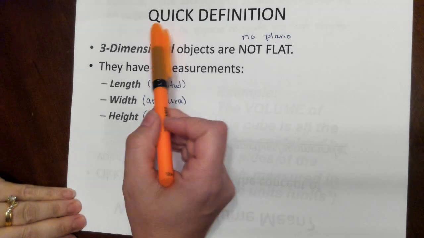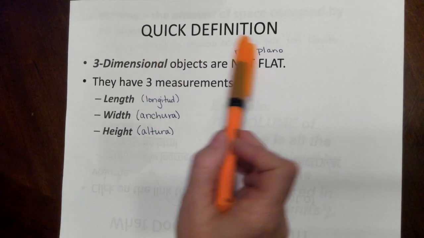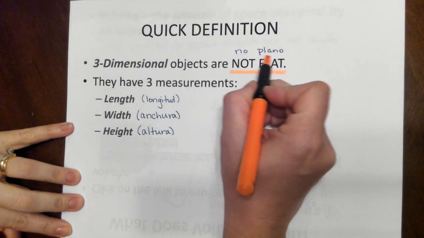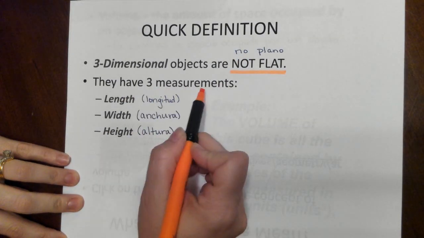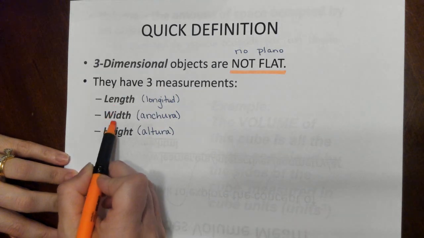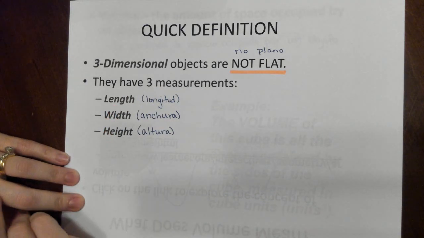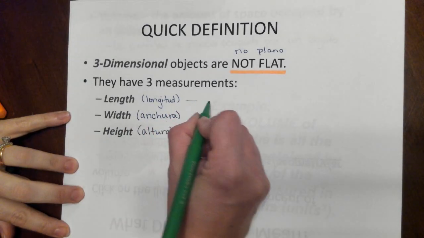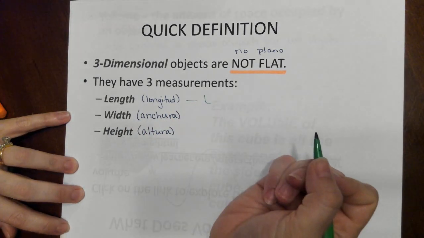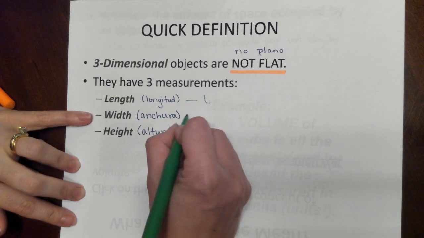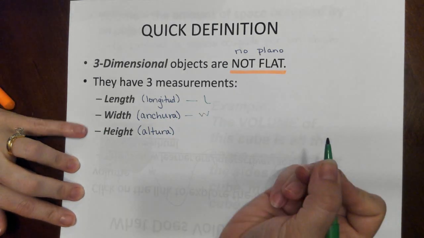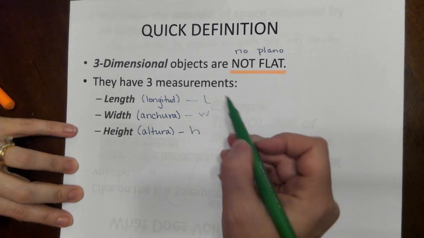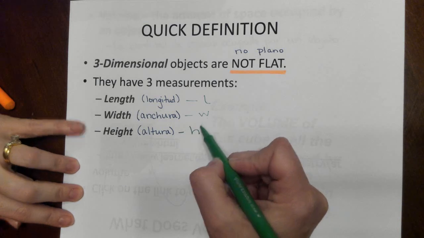So a quick definition of a three-dimensional object: they are not flat, no plane. They have 3 measurements. They have a length, they have a width, and they have a height. So for length, that is going to be used by an L in our formula. Width, we're going to use a W, and height is going to be an H. So length, width, height.